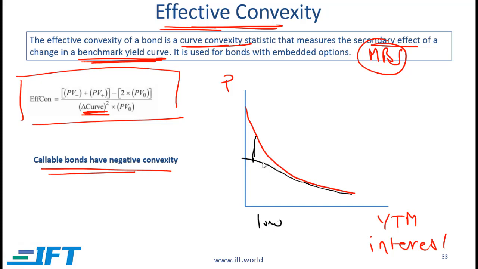Notice that over here, the shape is not convex. This is concave, but generally this is referred to as negative convexity. Negative convexity also implies that over here the interest rate sensitivity is much lower than the interest rate sensitivity of a straight bond.